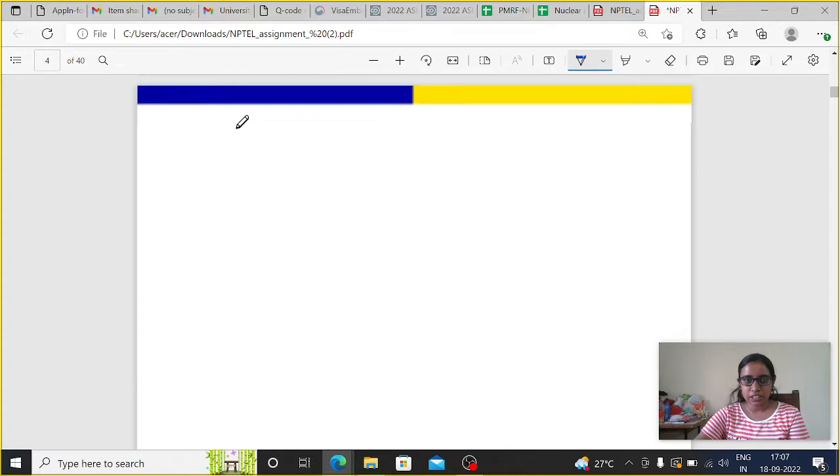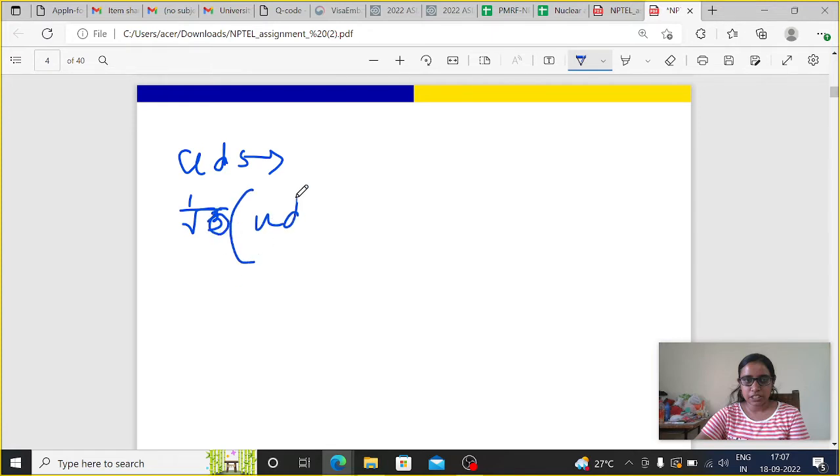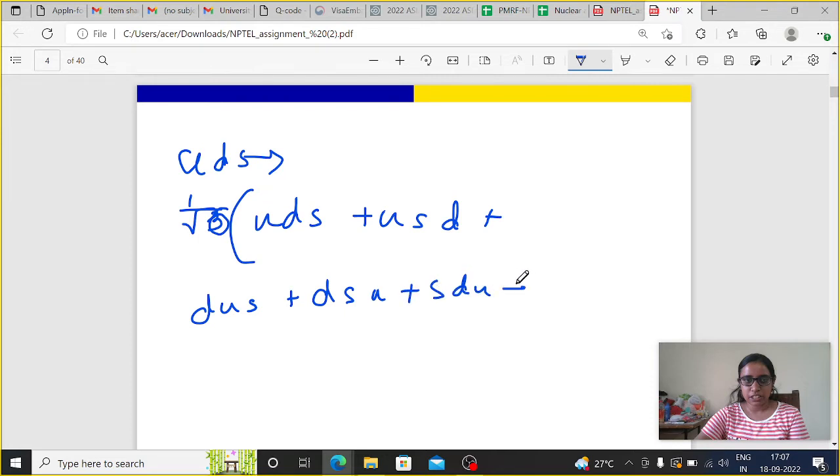Now if I write UDS, this is also fully symmetric. How is it fully symmetric? Let's say I write UDS plus USD plus DUS plus DSU plus SDU and SUD. Now if I interchange, let's say here I am interchanging D and U, U as D and D as U.